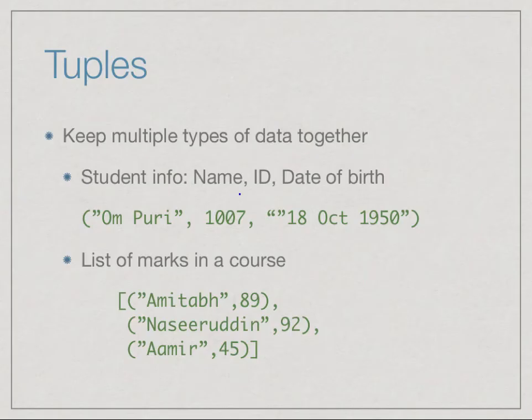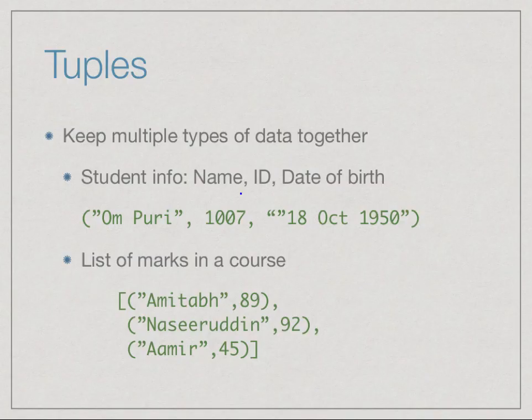So we have seen lists, which are sequences of a uniform type, and in particular we also looked at strings, which are the special case of lists where the uniform type is character. But very often we need to keep multiple types of data together as a unit. In a language like C or C++ this would be a struct, basically a unit of information.